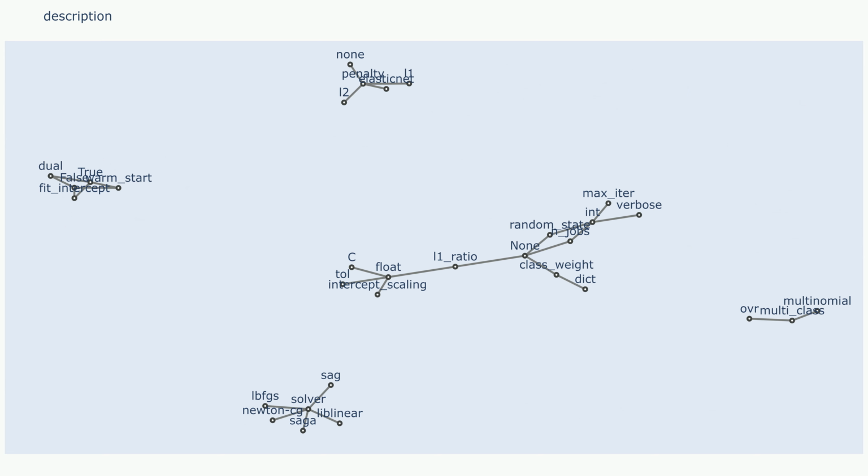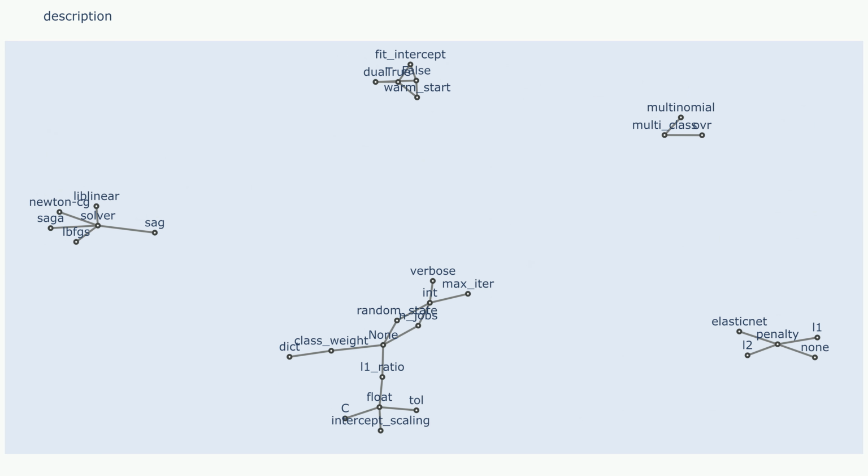Create a logistic regression model: model = LogisticRegression(penalty='l2', C=1.0, random_state=42). Train the model: model.fit(X_train, y_train). Make predictions on the test set: y_pred = model.predict(X_test). Evaluate the model's performance: from sklearn.metrics import accuracy_score, accuracy = accuracy_score(y_test, y_pred), then print the accuracy.